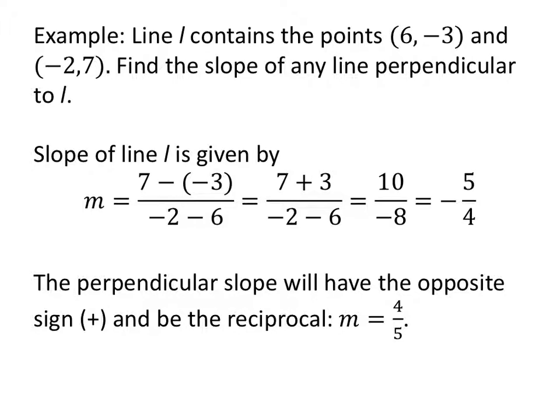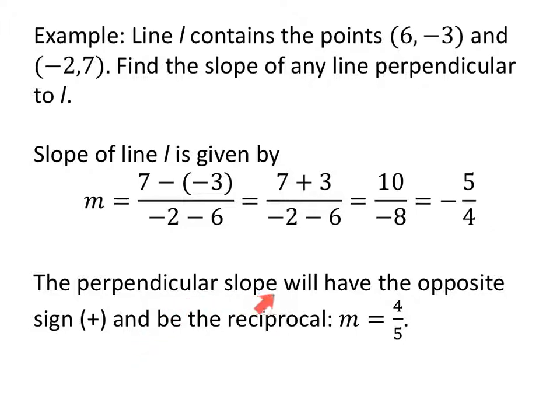So let's suppose this line L contains a couple of points, 6, negative 3, and negative 2, 7. I want to find the slope of any line perpendicular to L. Well, I can find the slope of this line. I'm going to take 7 minus negative 3, and then negative 2 minus 6. That becomes 7 plus 3 over negative 2 minus 6, which is 10 over negative 8. They both have a factor of 2, so that slope simplifies to negative 5/4.